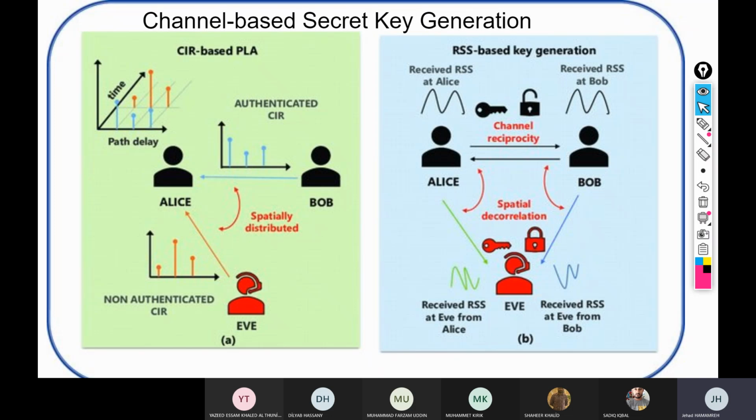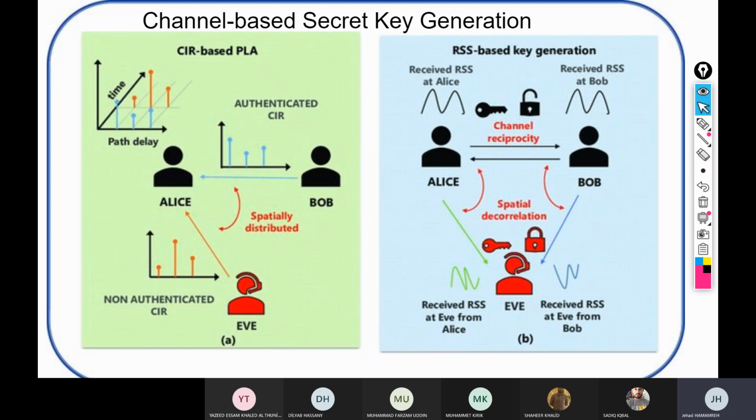Of course, once you estimate the channel, you can use the received signal strength, the signal to noise ratio, or the amplitude or phase of the channel to extract random bits. So basically, each technique has its own pros and cons, but if you use RSSI, received signal strength, your technique will be robust to any mismatch between the transmitter and receiver.